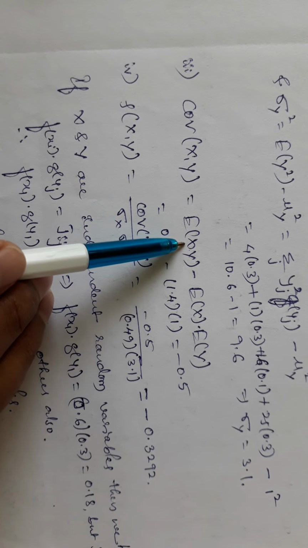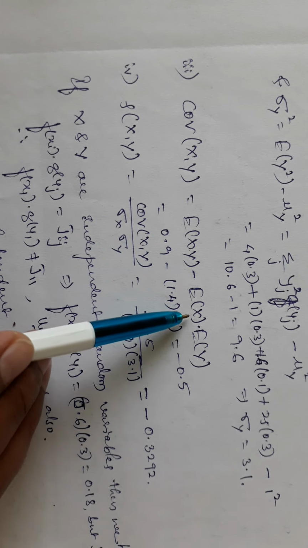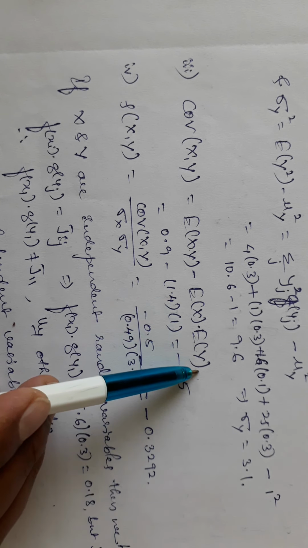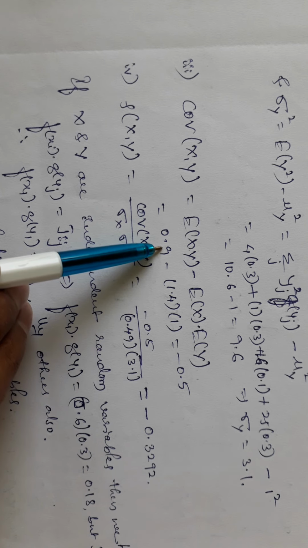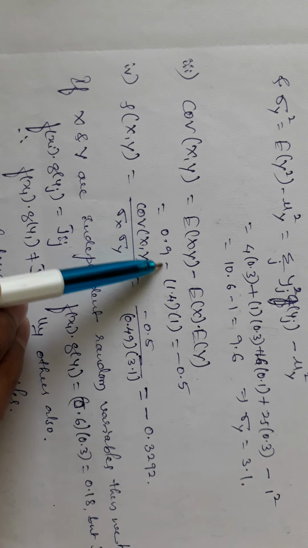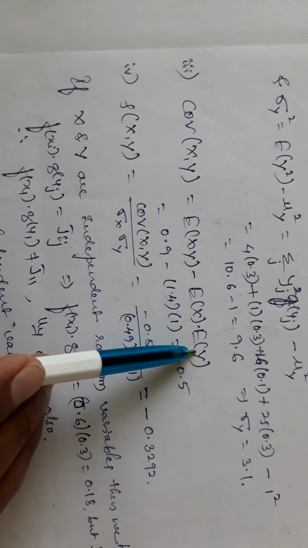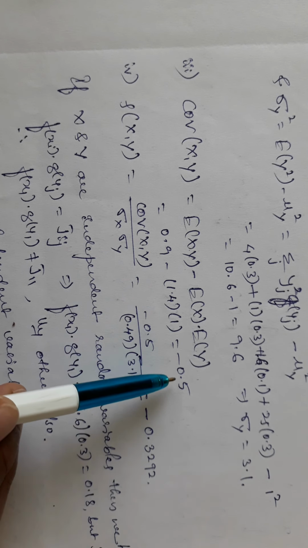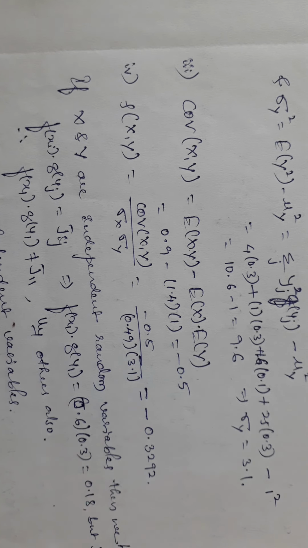Now we need to find the covariance of xy. We have the formula: covariance of xy is the expectation of xy minus the expectation of x into the expectation of y, that is mu of x into mu of y. The expectation of xy we already have, that is 0.9, minus E of x and E of y, which we also have. By putting in these values and simplifying, we get minus 0.5.